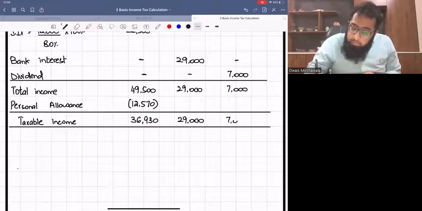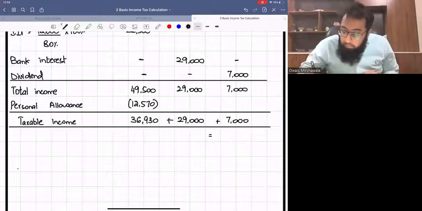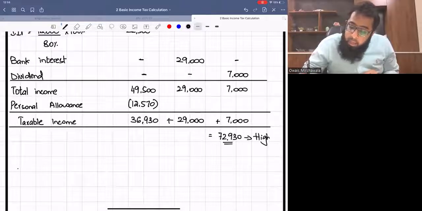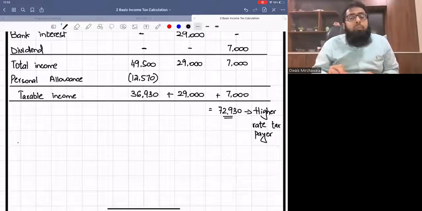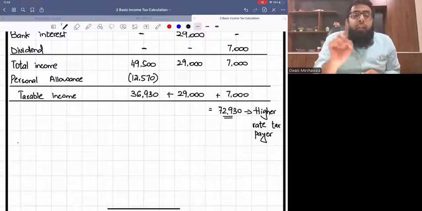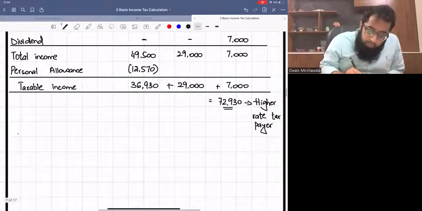29,000 and 7,000. We will add up all of them to determine the 0% band of saving income. 36,930, 29,000 and 7,000. So it's 72,930. So on total we are higher rate taxpayer. How do we know on total we are higher rate taxpayer? 72,930 lies between 37,700 and 150,000. Now we will apply tax on it.